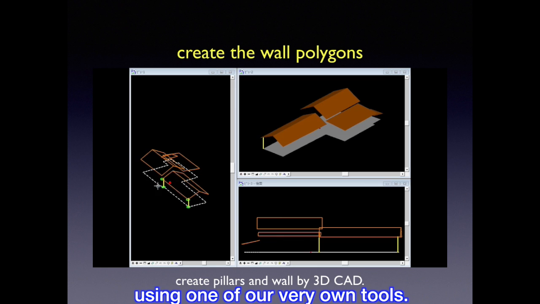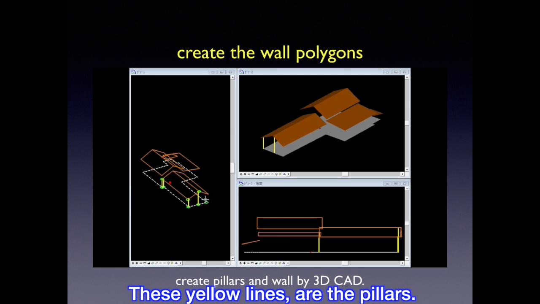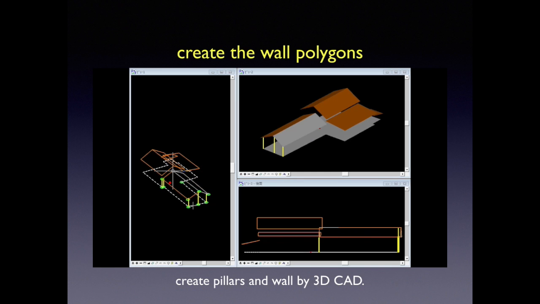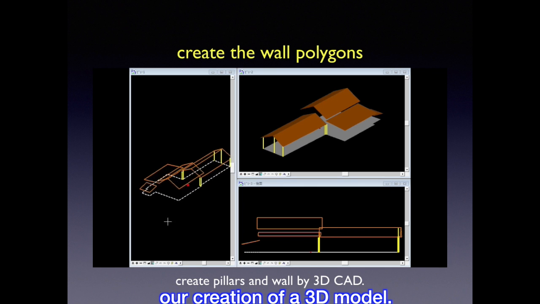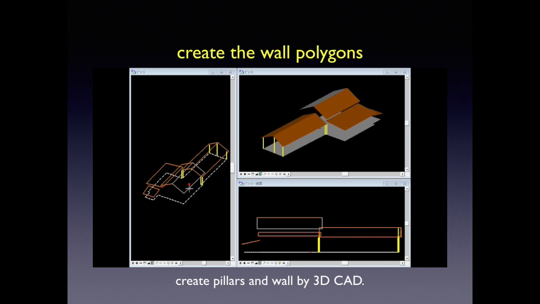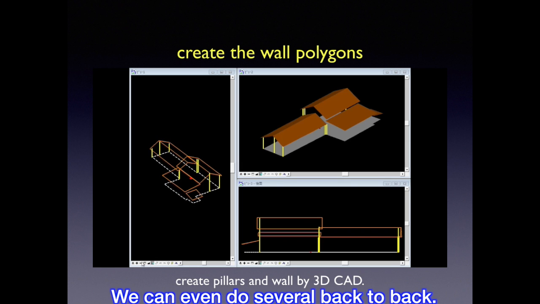Using one of our very own tools, we draw pillars from the baseline to the roof form, like this. These yellow lines are the pillars. I really think at this point you see the hybridness in our creation of a 3D model. We can even do several back-to-back.